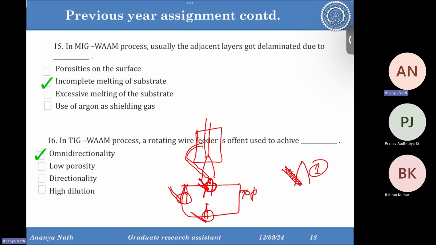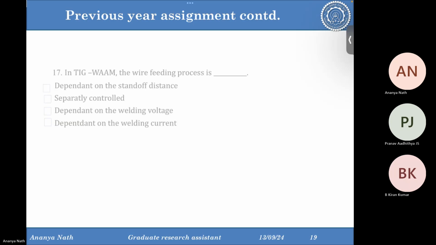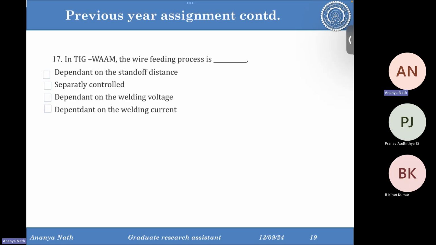So the next question is: in the MIG process, usually the adjacent layers get delaminated due to incomplete melting of the substrate. In TIG WAM, the wire feed process is dash. What should be the answer?